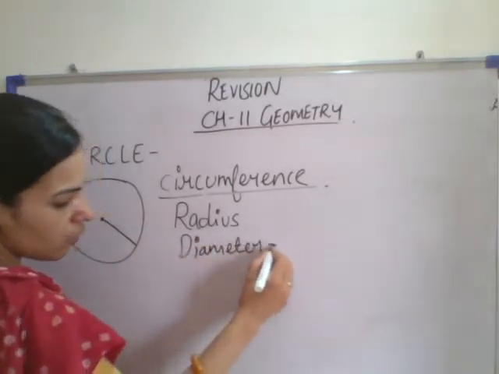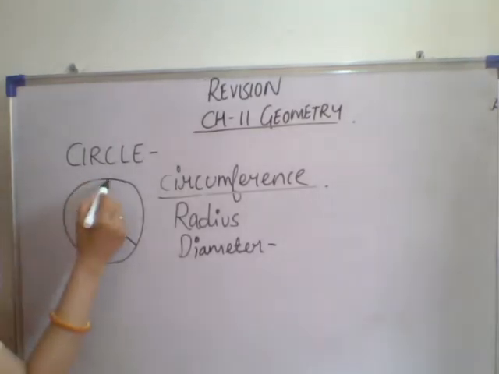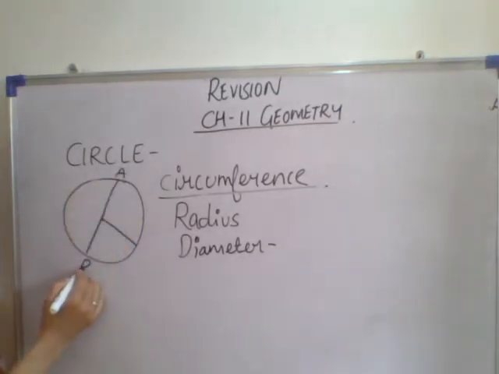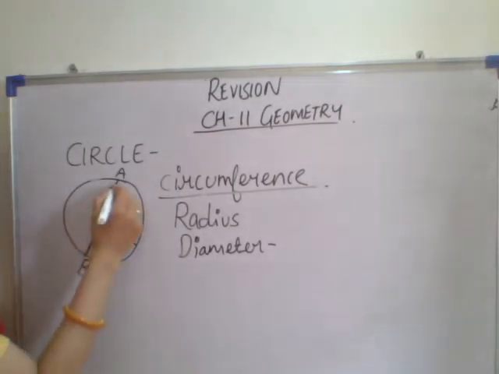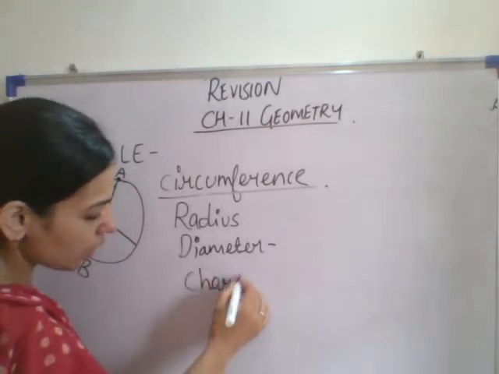The next is the diameter. What is diameter? It is a line segment whose both ends lie on the circumference, passing through the center. Suppose this one, A and B, is the diameter. Why is this the diameter? Because it is passing through the center and both its ends, A and B, lie on the circle.